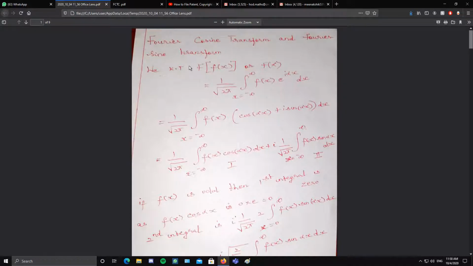Similar to that, we have cosine transform and sine transform. You know that Fourier series is for functions of finite period. Here we have the range to be infinite. So let us start with the definition.